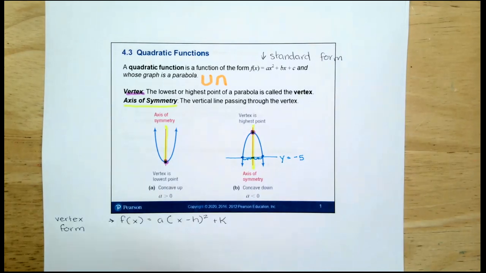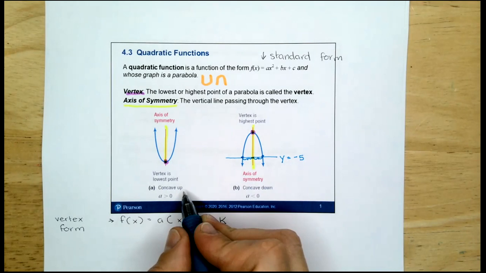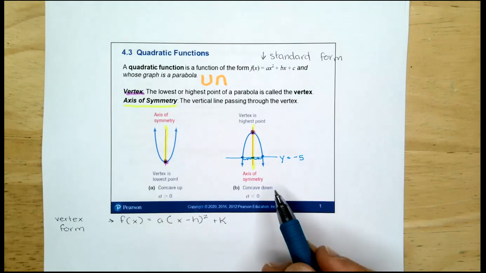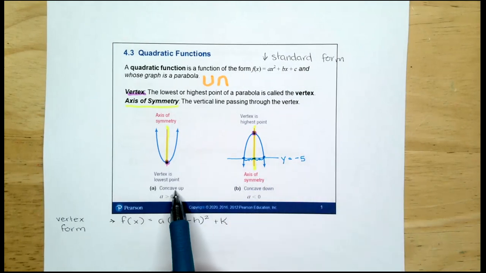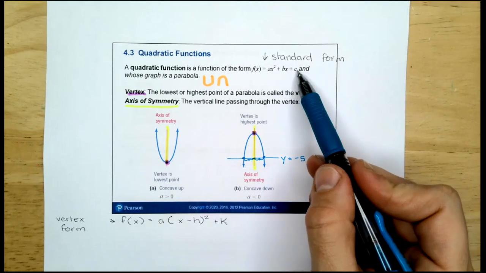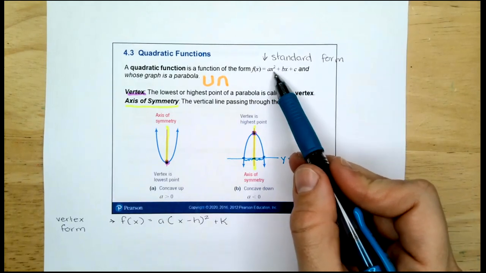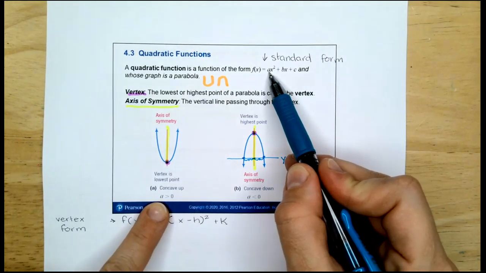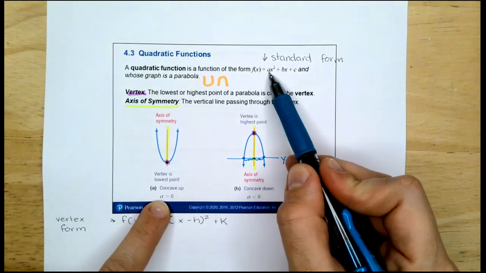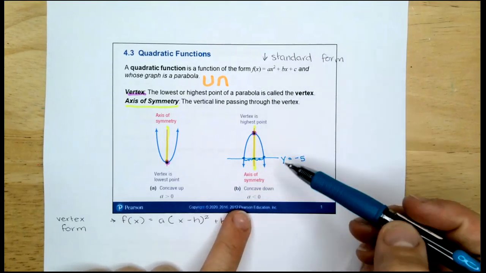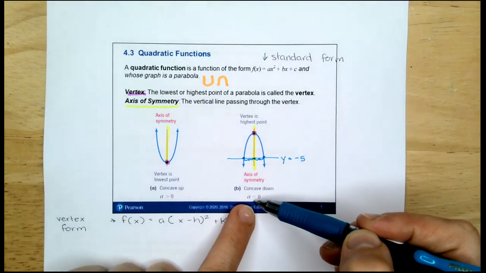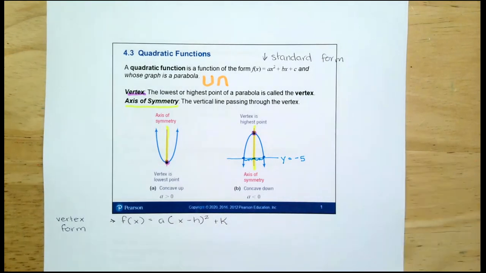All right? Concave up means it's opening up, concave up like a cup. Concave down means it's opening down, concave down like a frown. Good? So if it is concave up, in standard form, the graph will have a positive a value. A will be greater than 0. If the parabola is opening down or concave down, then that a is going to be a negative number.